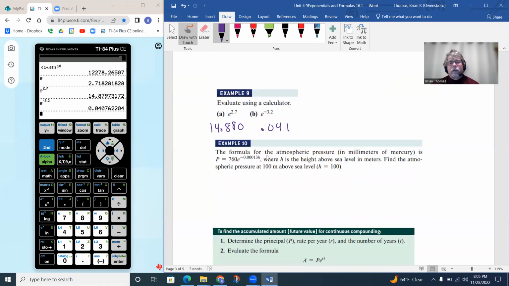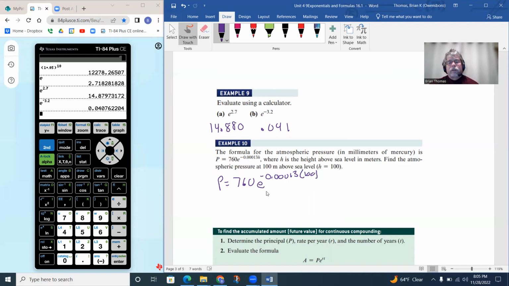So we can evaluate some strange looking expressions with the calculator. So another thing we got is the formula for the atmospheric pressure in millimeters of mercury: P is equal to 760 times e to the negative 0.00013 h, where h is the height above sea level in meters. Find the atmospheric pressure at 100 meters above sea level. So P stands for pressure. So to find the pressure, I have the 760 e to the negative 0.00013. And notice how they gave me what h is. It's going to be a 100.